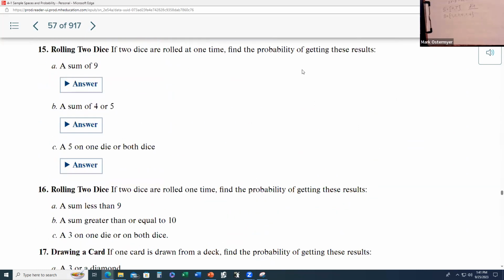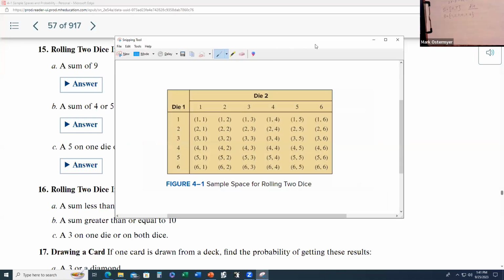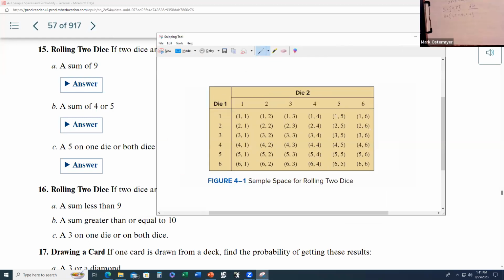All right, if 2 dice are rolled at one time, find the probability of getting these results: a sum of 9. Of the 36 outcomes, ladies and gentlemen, how many of them yield a sum of 9? Well, how can we get 9 out of the deal? It's not going to be any of these. 1 plus 1 is 2. 1 plus 6 is 7. 2 plus 6 is 8. We could roll a 3 and a 6. Do you agree? There's one way to roll a sum of 9.